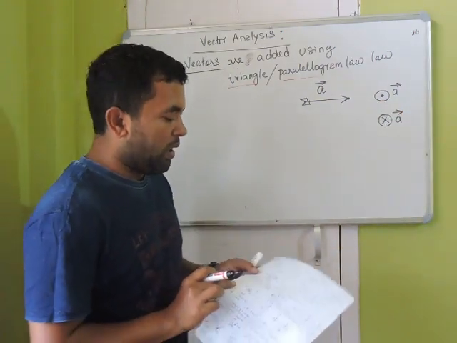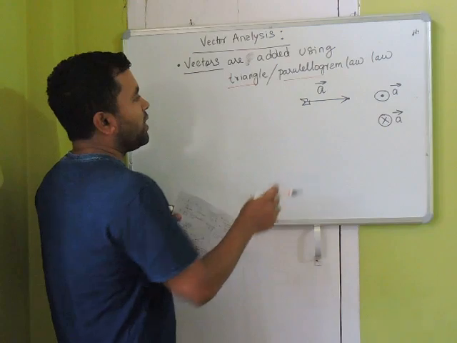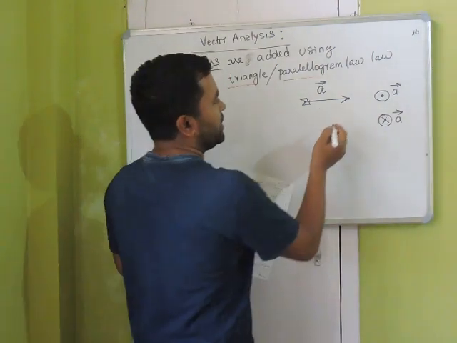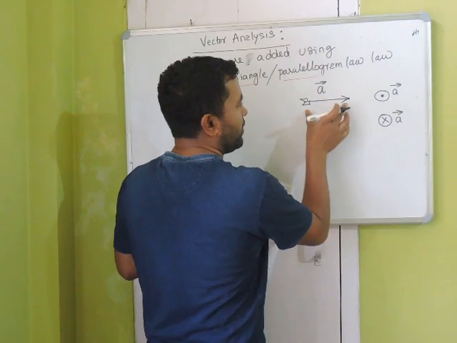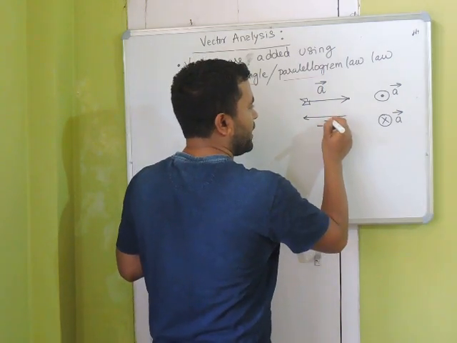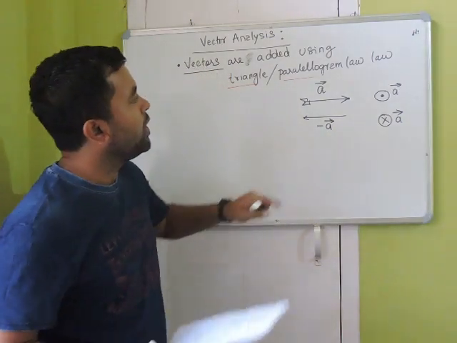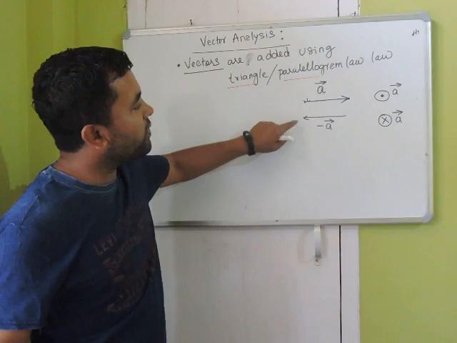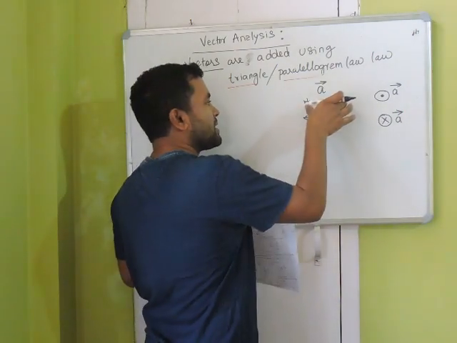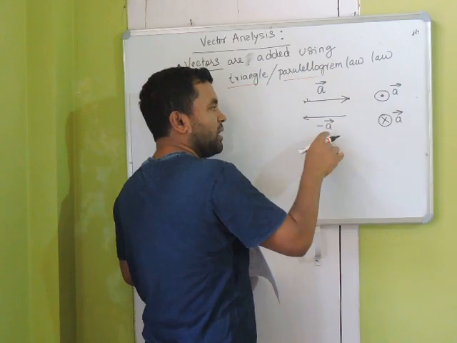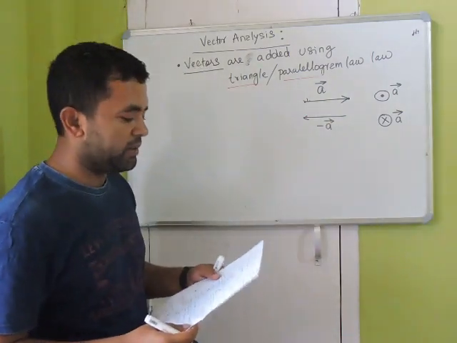Now if you have a vector A, the negative of a vector is defined as a vector having the same length but opposite in direction. So this is called the negative of a vector. Okay, the negative of a vector has the same magnitude, meaning the length of the arrow is the same, but opposite in direction.